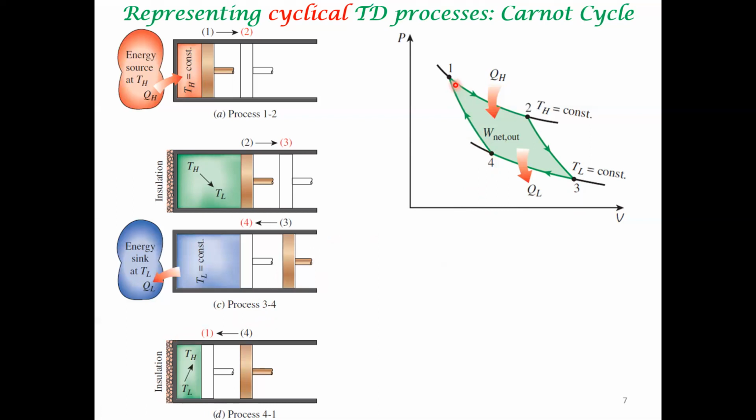All right, so this is a way of representing a cyclical process. There are two isothermal processes involving heat exchange, and two adiabatic processes without heat exchange. What have you achieved by doing that? You come back to the same point, so you have accomplished a cycle. In a cycle, you start, undergo different processes, and come back to the start.